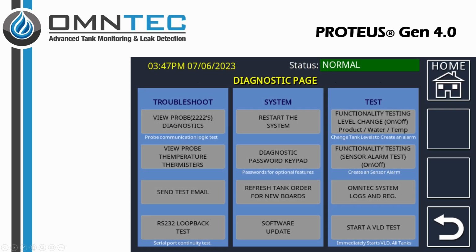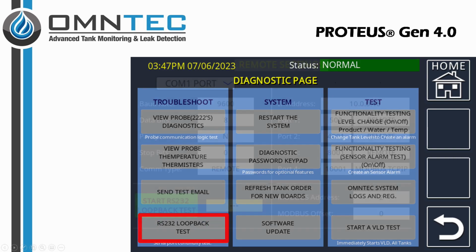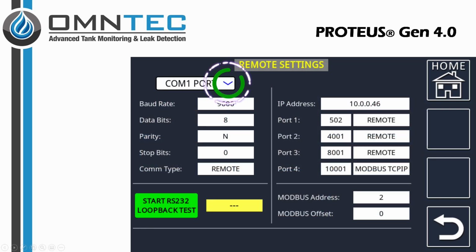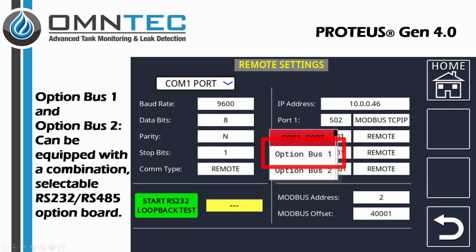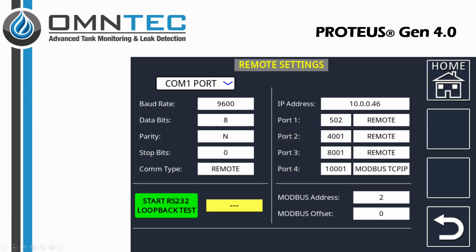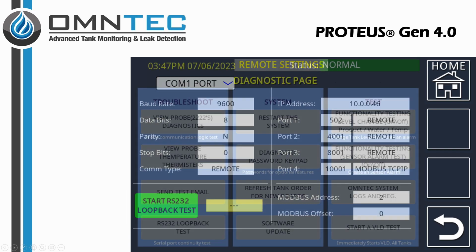The Gen 4.0 controller now provides a method of testing RS-232 ports. These ports are drop-down selectable and include COM1, which is the standard DB9 serial port. Option Bus 1 and Option Bus 2 can be equipped with a combination selectable RS-232, RS-485 option board. Once proper loopback connection has been made, the test will display either a passed or failed result.